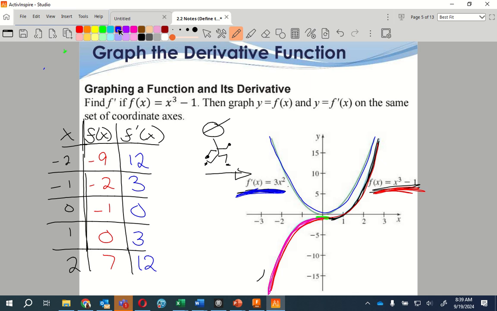So what this means is at -2, let's see, what color didn't I use? Let's try that one. Okay. At -2 of my original function, my slope here is positive 12. At -1, my slope is 3. At 0, my slope is 0. At 1, my slope is 3. At 2, my slope is 12.